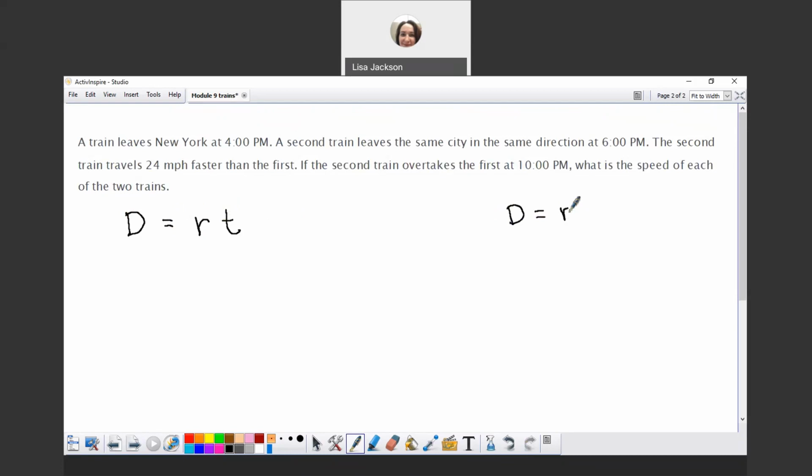To keep them separate, I'm going to label one with little ones at the bottom. These are called subscripts. There's nothing to do with math, it's a label. So that's the distance of train one equals the rate of train one times the time of train one. This will then be the distance of train two equals the rate of train two times the time of train two. So I'm going to go through and figure out as much as I can of each of those letters based on the word problem.